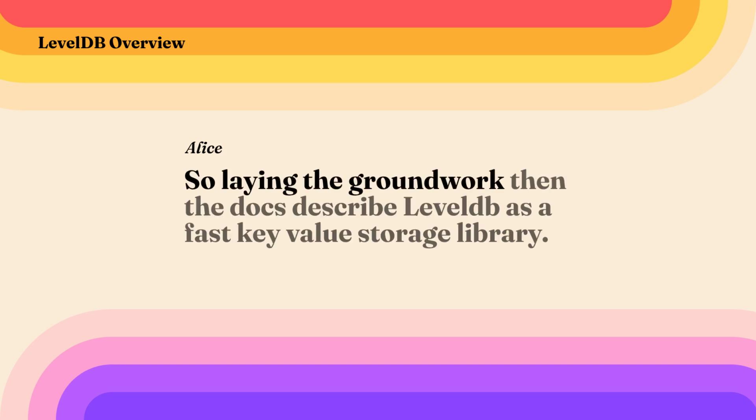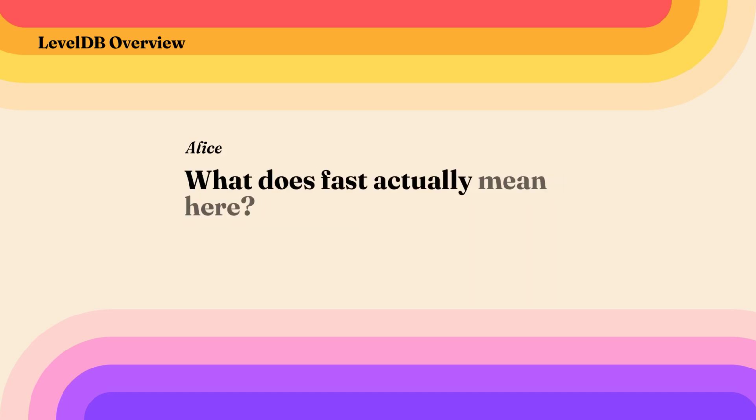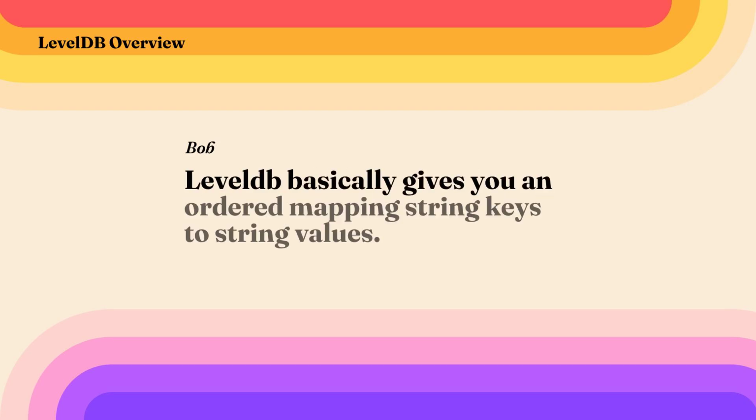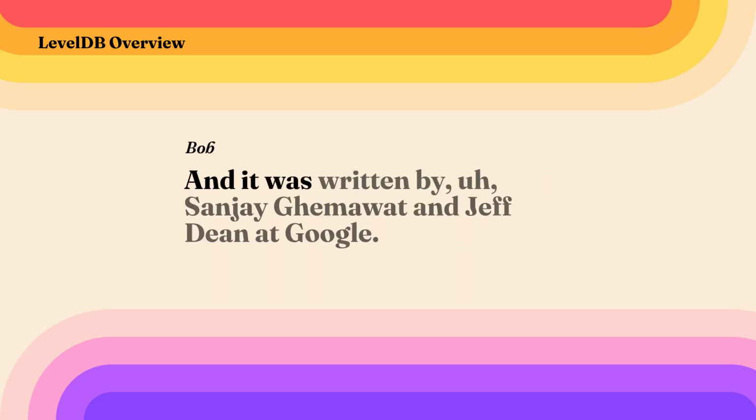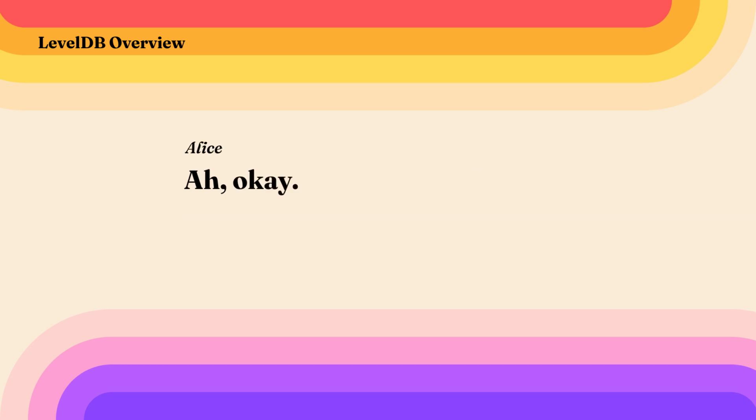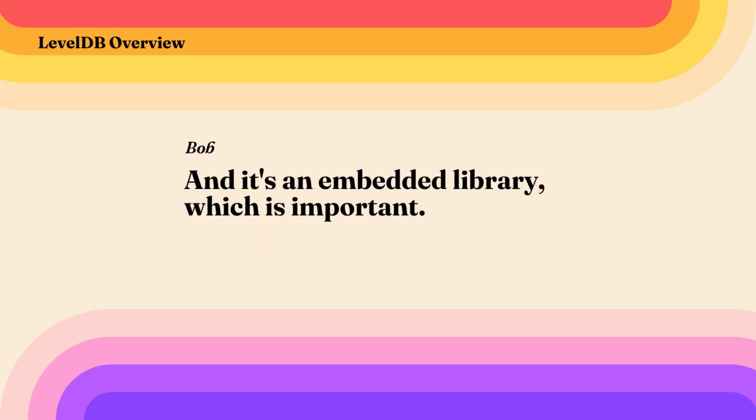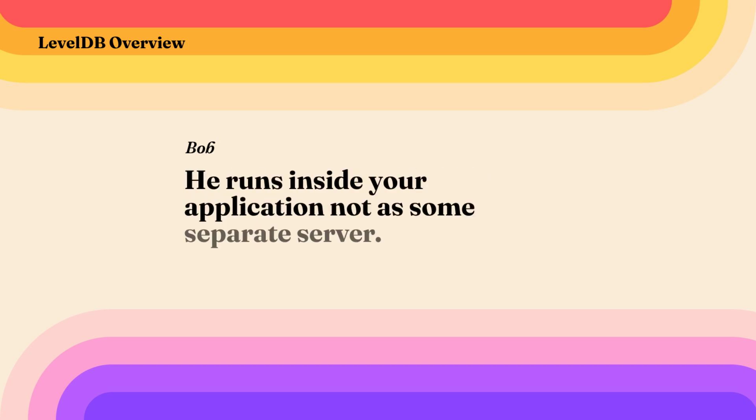So, laying the groundwork then. The docs describe LevelDB as a fast key value storage library. What does fast actually mean here? How does it achieve that speed? Yeah, fast isn't just marketing fluff here. It's fundamental. LevelDB basically gives you an ordered mapping, string keys to string values. And it was written by Sanjay Ghemawat and Jeff Dean at Google. So it was designed from the get-go for raw speed and efficiency. And it's an embedded library, which is important. It runs inside your application, not as some separate server.